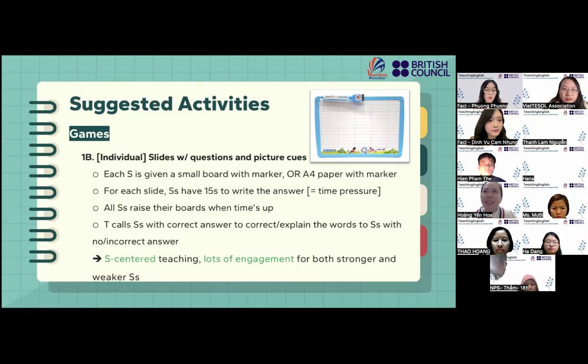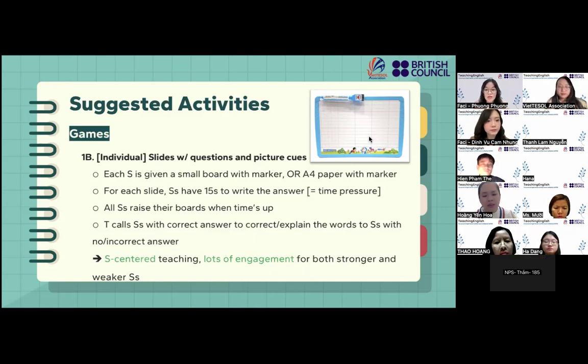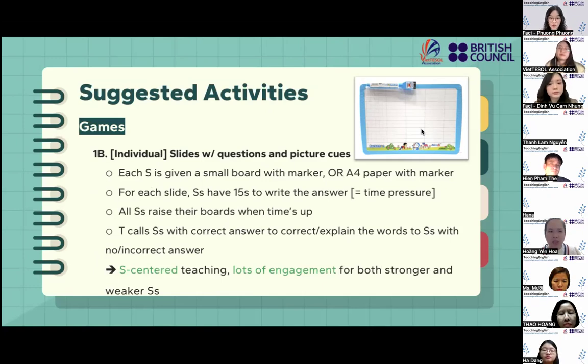Now everyone has to join the activity, and the teacher can very quickly see who are the faster, stronger students and who are the weaker students who have an incorrect answer or no answer. Then instead of the teacher correcting the answers, the teacher should call on some students who have given the right answer to explain or correct the other students. This is a more student-centered teaching approach with a lot of engagement for both stronger and weaker students. Okay, so this is the first activity, the individual activity.